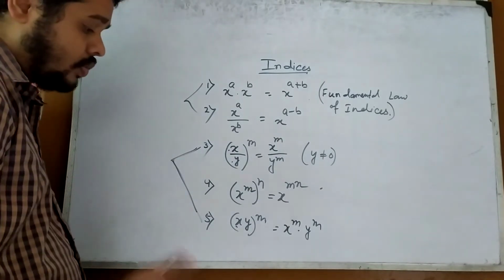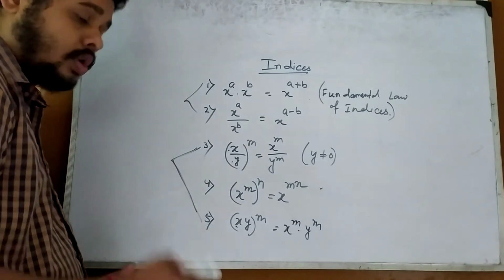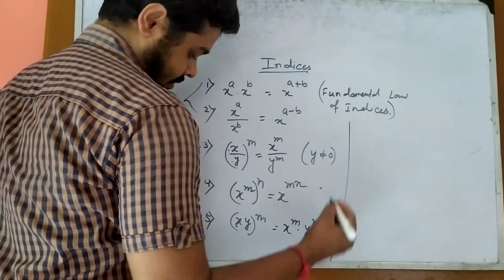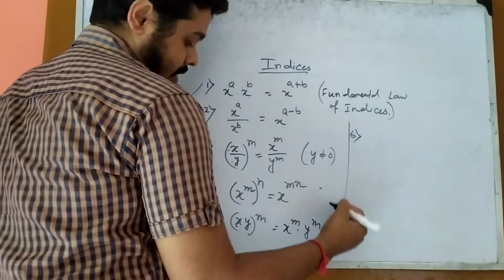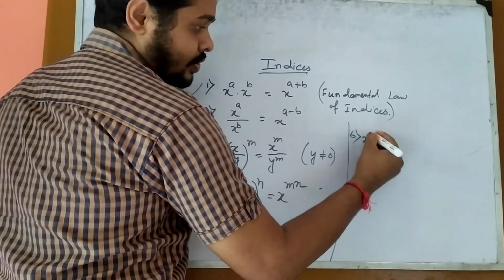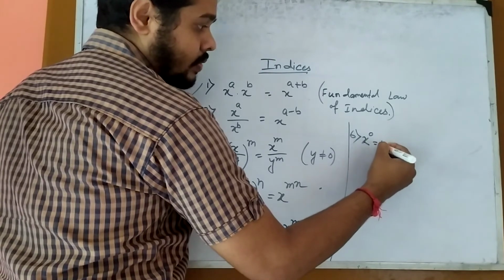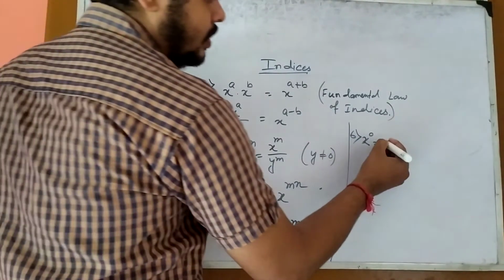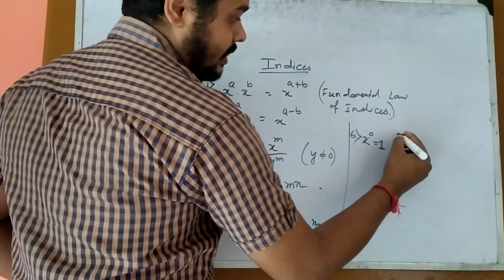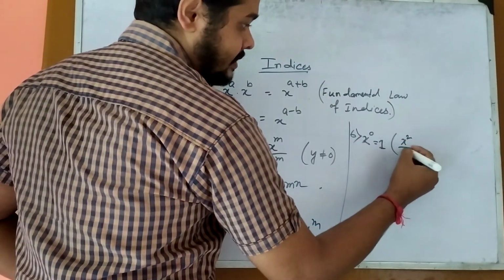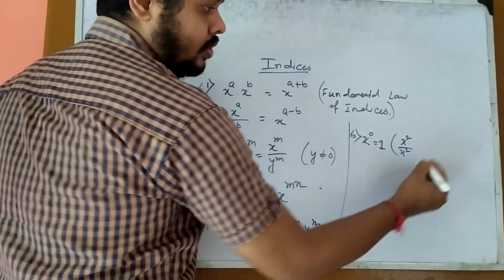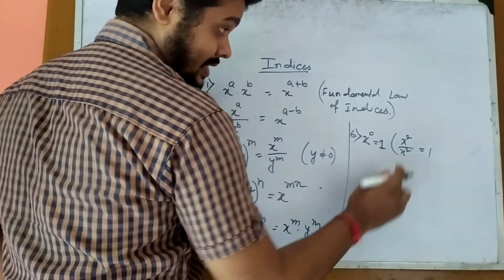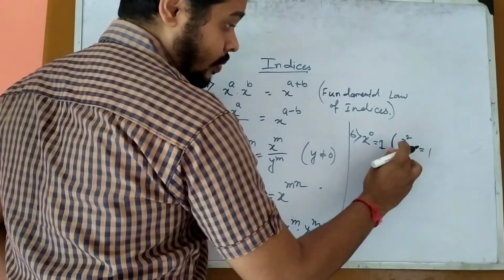Still now a few more laws are there, we can say, and I am writing all this. Now x to the power 0, anything to the power 0 equals to 1. Now your question is, why x to the power 0 equals to 1? See, I am giving an example. x square by x square, we know x square cancels, so it is coming 1.